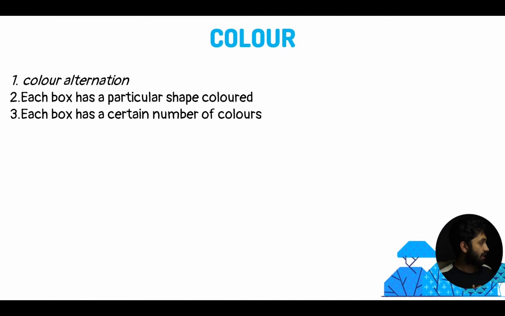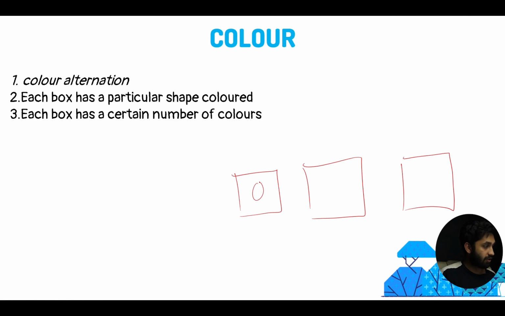Once again, we've got color. So you've got color alternation, so you might have, once again in a sequence question, the circle alternating color, so it goes from black to white to black. So that one is relatively distinct, and simultaneously they might put in another shape which is rotating around the circle. So something like that. Now each box has a particular shape colored in, or each box has a certain number of colors. So these are just some of the common patterns in regards to color.